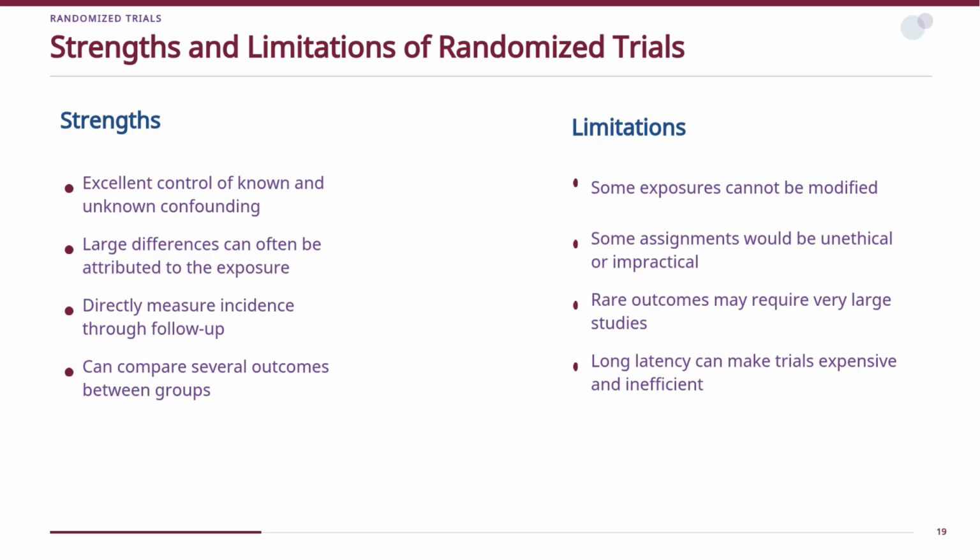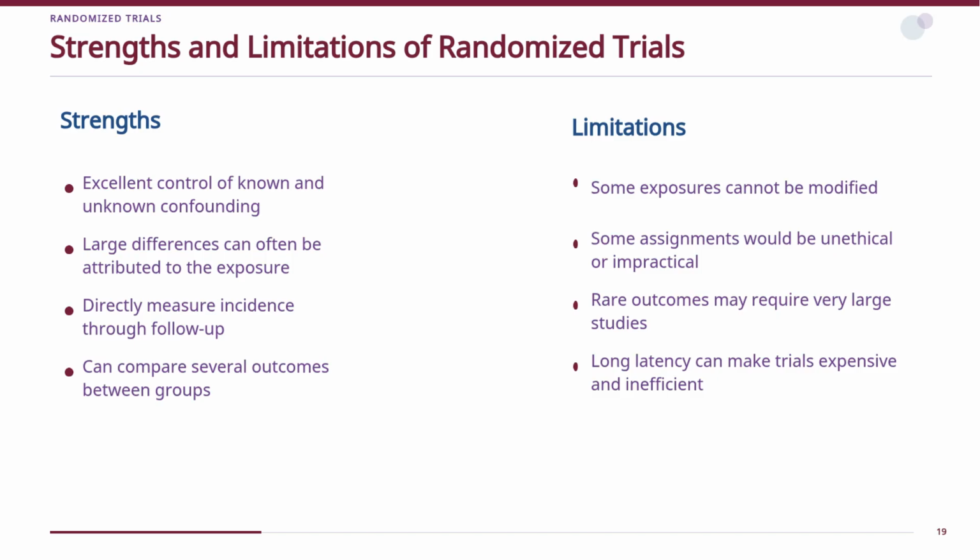Randomized trials also allow us to directly measure incidence by following participants over time, and they can compare several different outcomes between the groups. However, randomized trials are not always possible. Some exposures cannot be changed or assigned by researchers, and some assignments may be unethical or impractical.